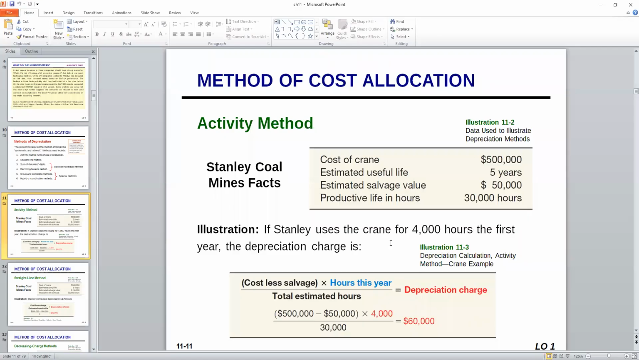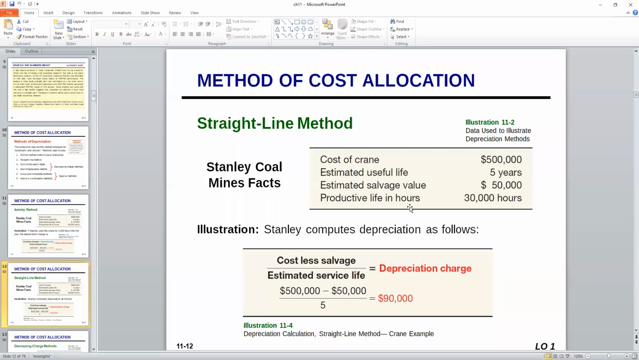So here's an example of somebody who's going to use the productive life in hours. They estimate that they can get 30,000 hours out of this particular machine that they have. They have the cost, the useful life, salvage value. So they would basically take the number of hours they use in a particular year over the 30,000, and they would then apportion that over the original cost minus the estimated salvage value to come up with the depreciation for that particular time period.